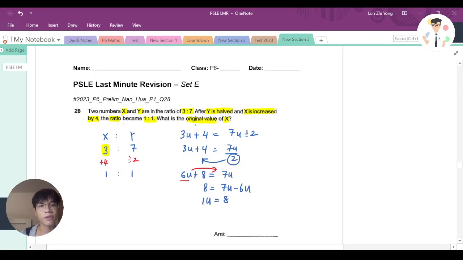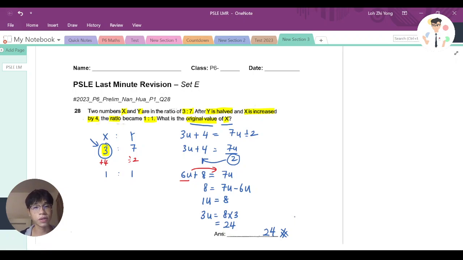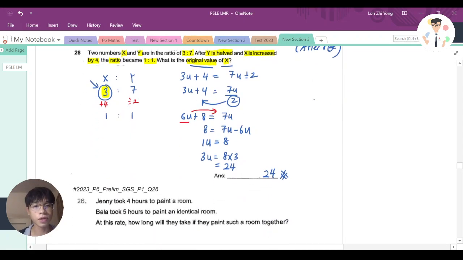And of course, what we are looking for is the original value of x. Means I'm looking for this, which is actually starting as 3 units. So 3 units is equal to 8 times 3, which is 24. So my answer for this question is 24. We are done for this, and this is actually what we call an equal concept after stage. Okay, so for those of you that are not really sure with this question, this is called equal concept after stage. Okay, so let's move on to our next question.